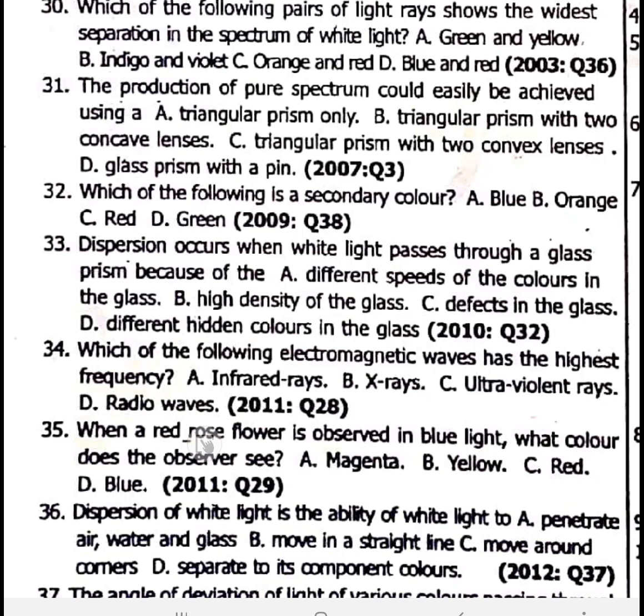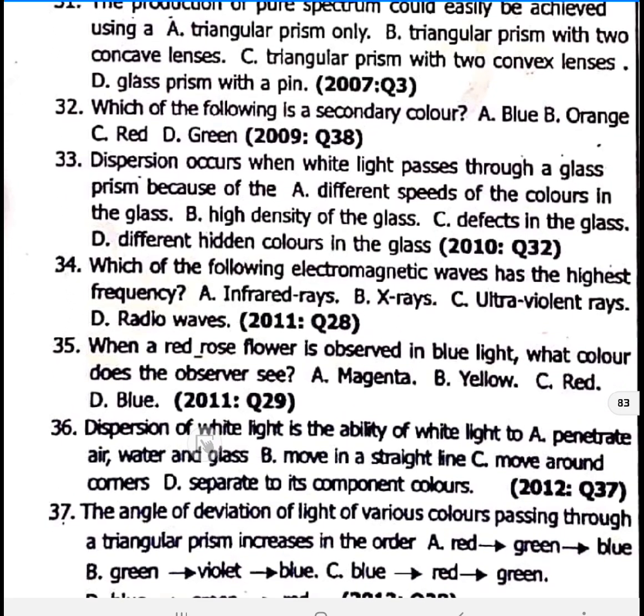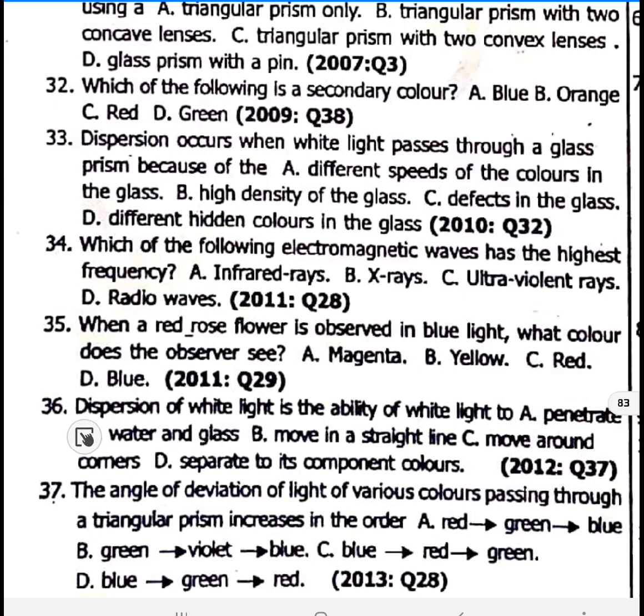Now, additive color mixing does not apply in this question because some other person will go and say the answer is magenta. Do your study much more. Probably we'll see you in the group. Then we'll make explanations to that effect due to time. So the video is not too long. It's already long. Dispersion of white light is the ability of white light to separate into its components. Option D.